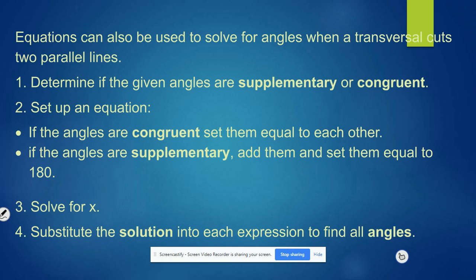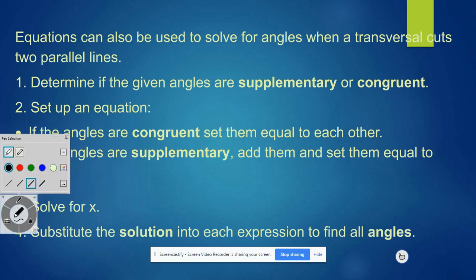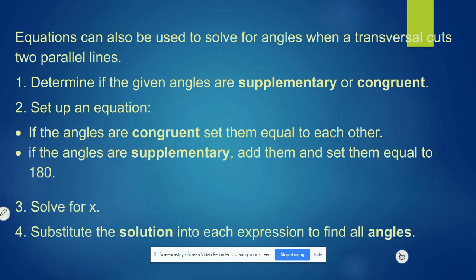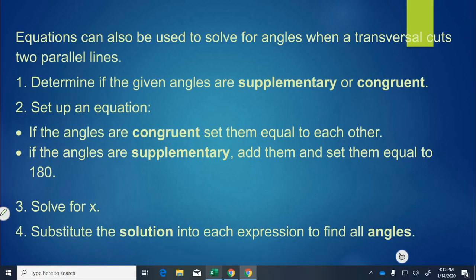First, you're going to determine if the given angles are supplementary or congruent. Second, you're going to set up an equation. Like we've done in the past, if the angles are congruent, you're going to set them equal to each other. And if they're supplementary, you're going to add them and set them equal to 180. Then you're going to solve for x. And last, you're going to substitute the solution into each expression to find all the angles.